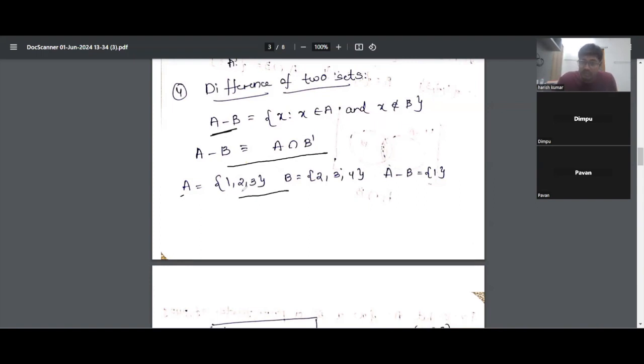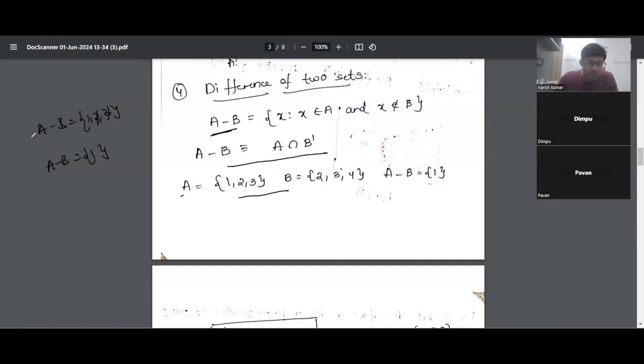That means A is equal to {1, 2, 3} and B is {2, 3, 4}. Whatever is in A, I'll take it first, so in A we have 1, 2, and 3. Then whatever is in B, I have to remove. 2 and 3 are in B, so I'll remove them. Therefore, A minus B is the set containing only the element 1. Understood?